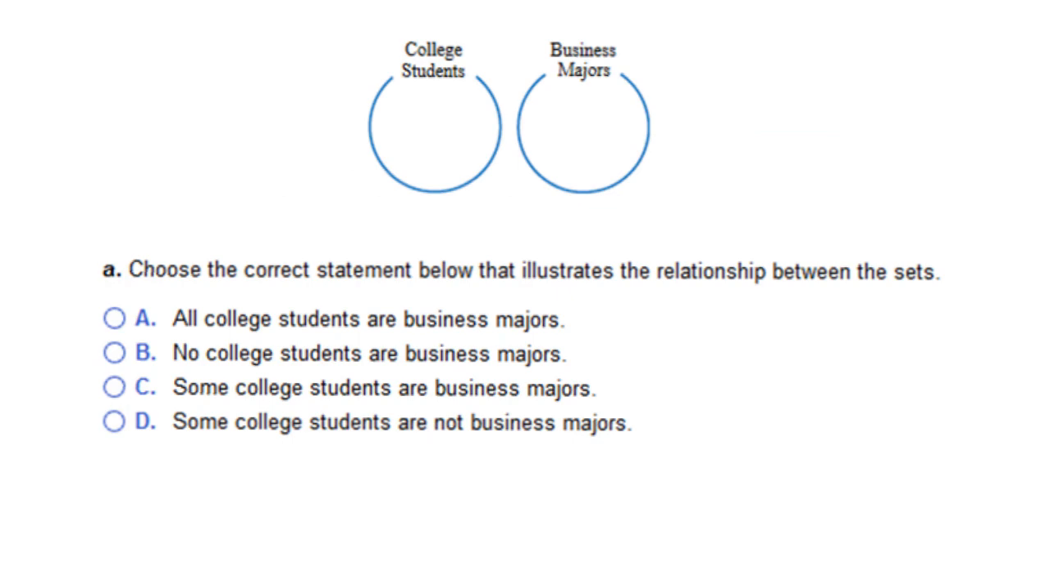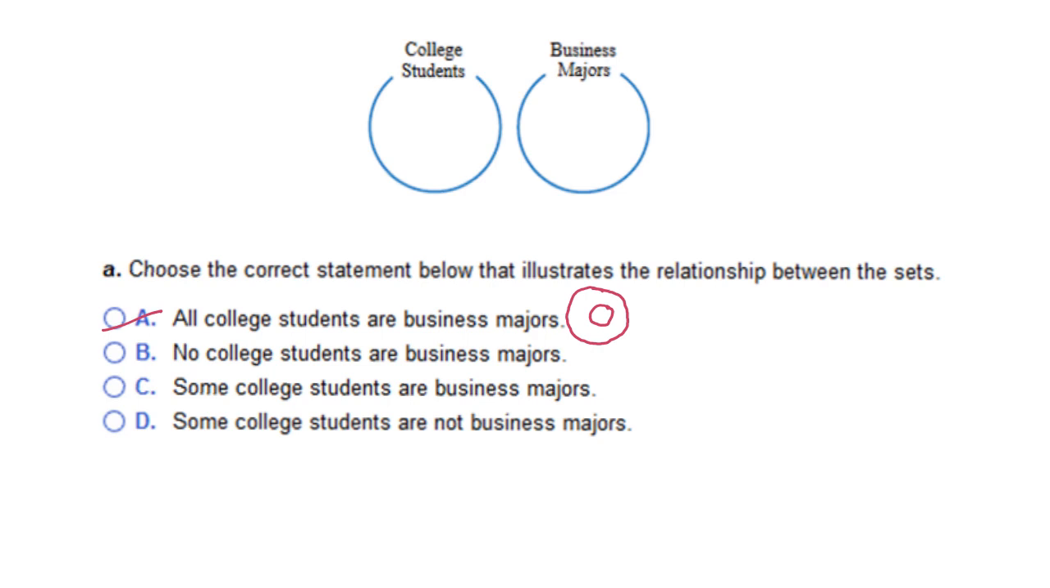Notice that we have two separate sets, one labeled college students and the other one business majors. This is asking us to choose the correct statement below that illustrates the relationship between the two sets. So let's look at A first. A says all college students are business majors. So when that happens, you should have a circle embedded inside another circle, because it's saying all college students are business majors. So the college students would be the interior circle, business majors would be the outside. And that Venn diagram does not match the one they provided for us. So this one is not an option.